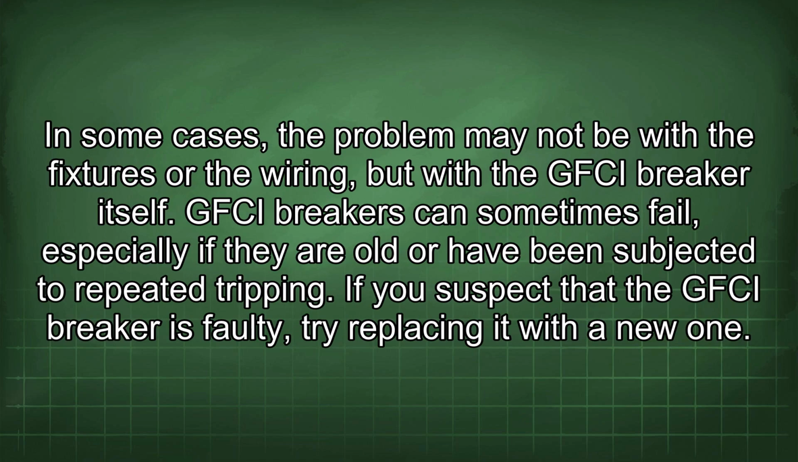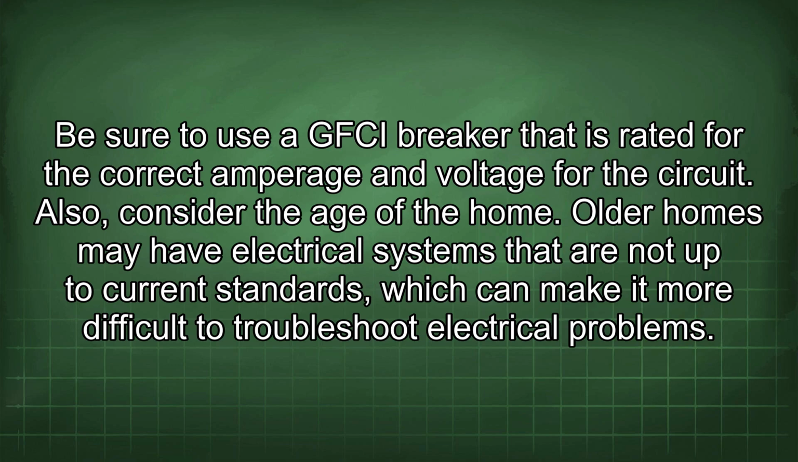In some cases, the problem may not be with the fixtures or the wiring, but with the GFCI breaker itself. GFCI breakers can sometimes fail, especially if they are old or have been subjected to repeated tripping. If you suspect that the GFCI breaker is faulty, try replacing it with a new one. Be sure to use a GFCI breaker that is rated for the correct amperage and voltage for the circuit.